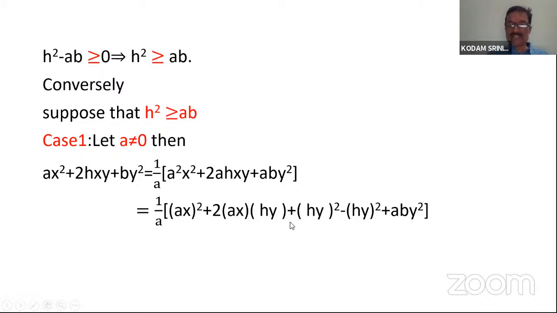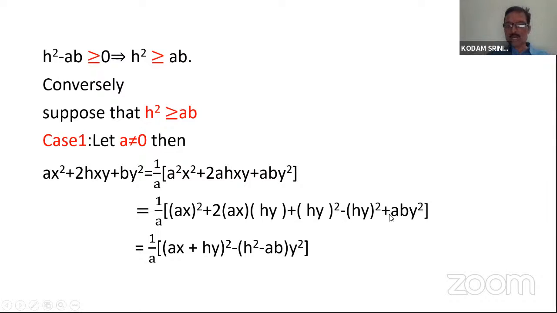Now we are adding that b square term, that is hy whole square, adding and subtracting to this expansion, that is hy whole square and minus hy whole square. Again, writing that a by square as it is at the last. After simplifying, from the first three terms, that is ax whole square plus 2ax into hy plus hy whole square, these three are of the form a square plus 2ab plus b square, which is nothing but (a+b) whole square. So from these three terms, I am writing (ax+hy) whole square.